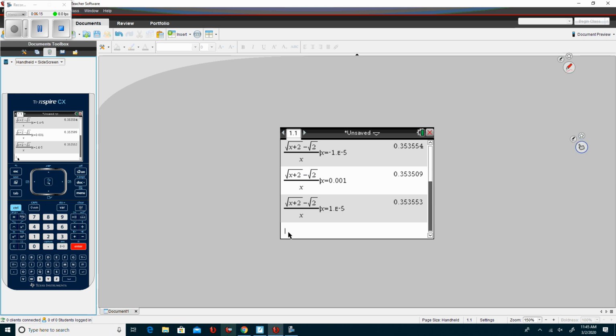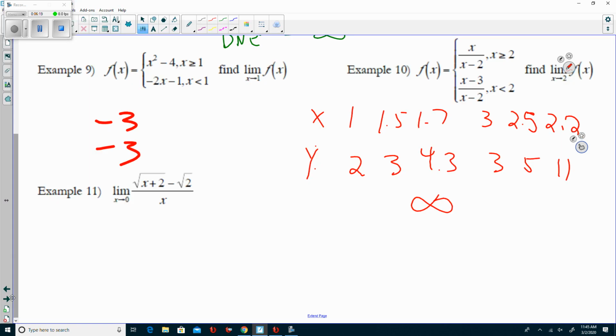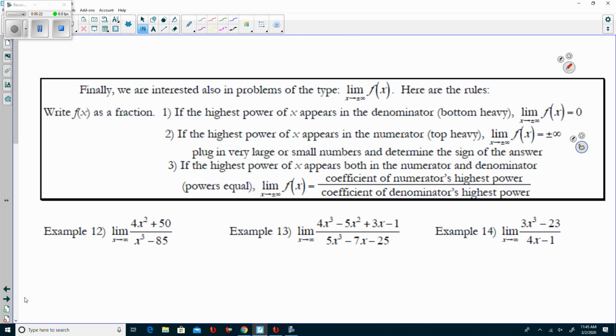Okay. Now the last page that I'm going to do in the notes are limits at positive and negative infinity. So what happens here is f of x will be a fraction. Every single one of these, the f of x is a fraction, to apply these rules.